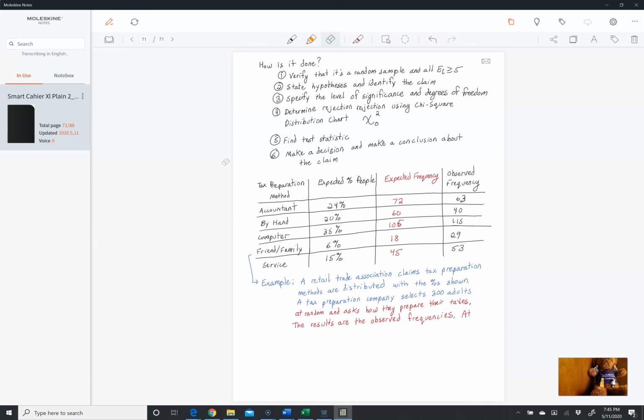So we're going to say at alpha equals 0.01, test the association's claim.